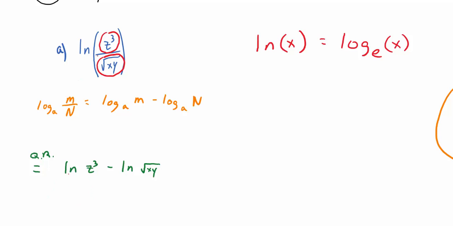All right, so again, we're expanding this as much as possible. So what now can I do with the natural log of z cubed? How can I rewrite it? 3 ln z. Now, I'm not done over here, but what rule did I apply there? Power rule. So that's power.